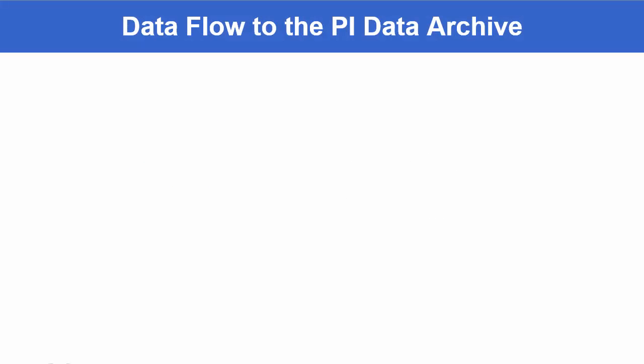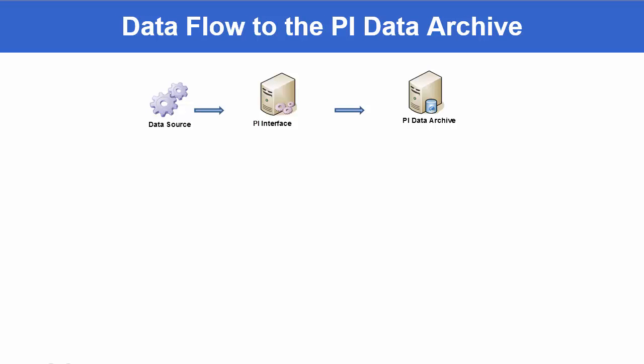Now let's examine the data flow to the PyData archive from the data source. To begin with, we have the data source, which is not an OSIsoft product, that contains the raw data. First, the OSIsoft Pi interface collects the data from the data source.